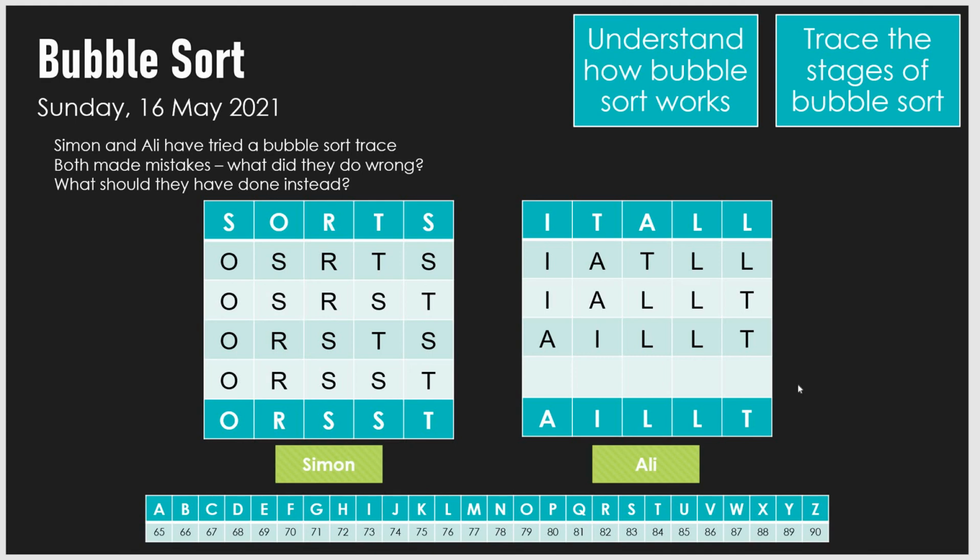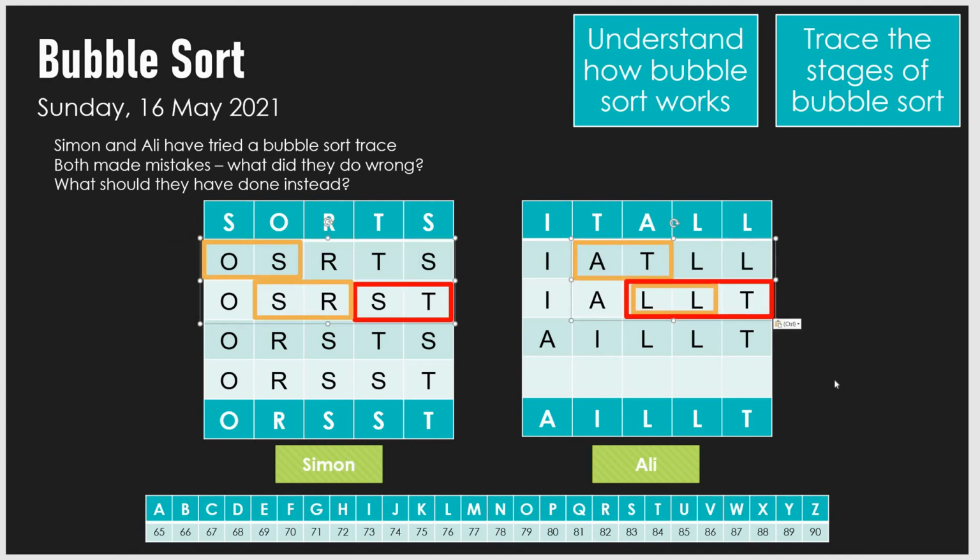Alright, if you did pause that video, very well done to you for trying, and super well done to you if you managed to figure it out. So let's have a look at these mistakes here. So what Simon has done is, on his first check, he has swapped the letters S and O, like so, which is correct, because if we look at the number value for O, it's less than the value for S, so those two values are going to be swapped, like so.